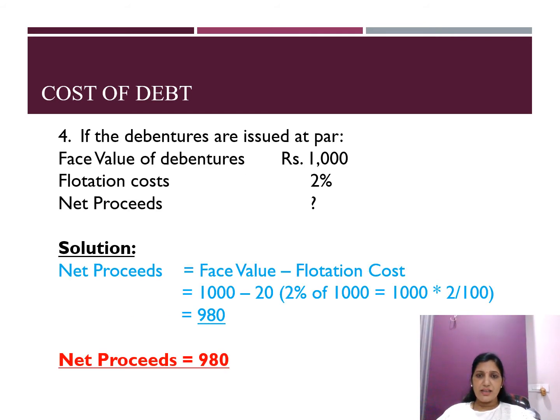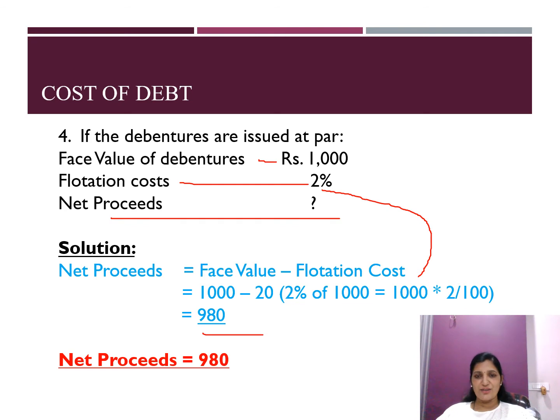If debentures are issued at par, face value of debentures is 1000. Flotation cost is 2%. So here we have a different type. The problem asks what are the net proceeds. So net proceeds is what? When flotation cost is given, face value minus flotation cost. So 1000 minus 20. How did you get this 20? This is the 2%. So 2% of what? 1000. So that is 1000 into 2 by 100. We'll get it as 20. So 980 is the net proceeds.